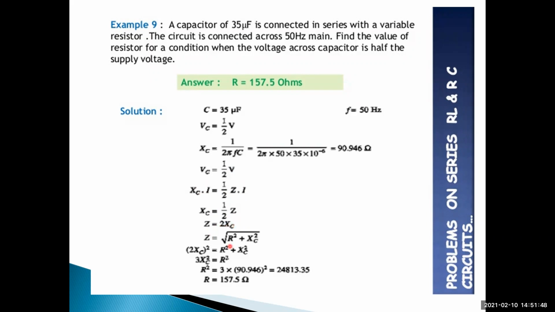And then the total impedance of the circuit Z is equal to R plus j into XC. Then magnitude of Z is under root of R square plus X square. Substitute here, Z is equal to 2 times of X. So we get a relation, 3 times of X square is equal to R square. Then R square is equal to 3 into XC square. Substitute XC in this equation, and you will get resistance 157.5 ohms. This way we have to find the resistance of the circuit. It's clear.